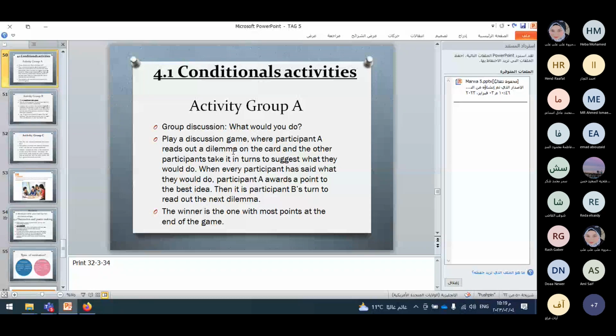So you have a problem on the card and you tell the class, think of some solutions, some ideas to solve the problem or the dilemma.